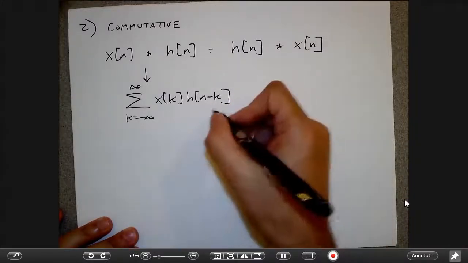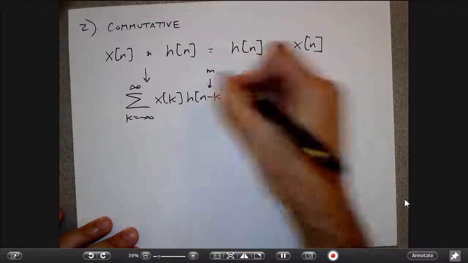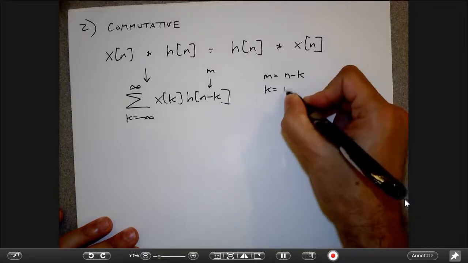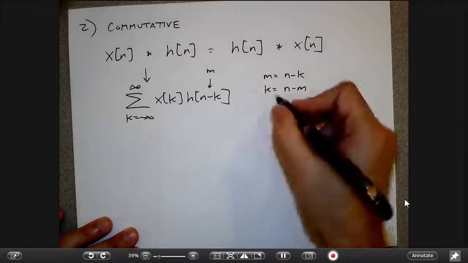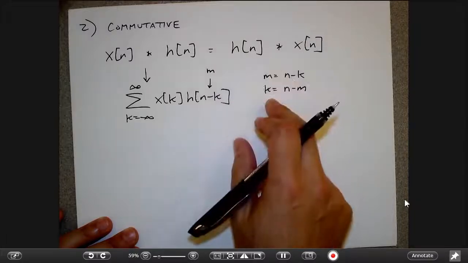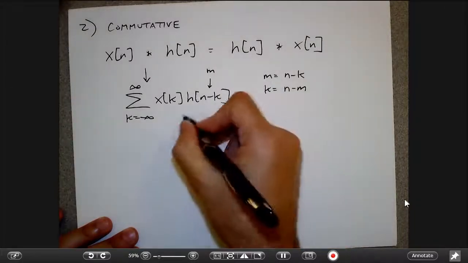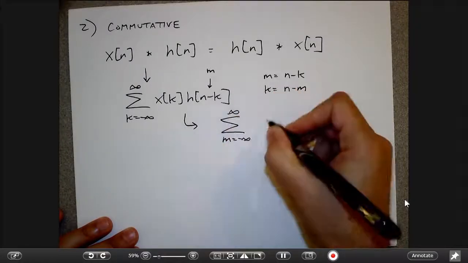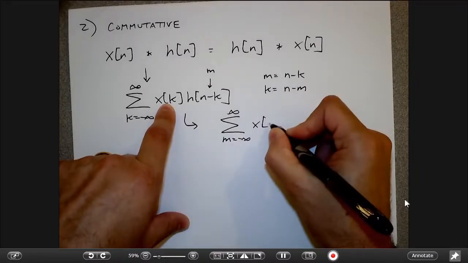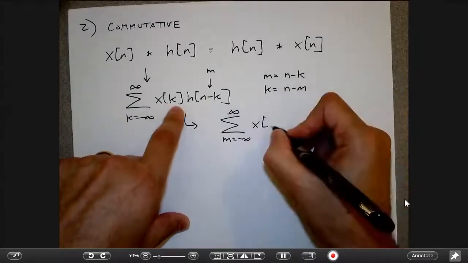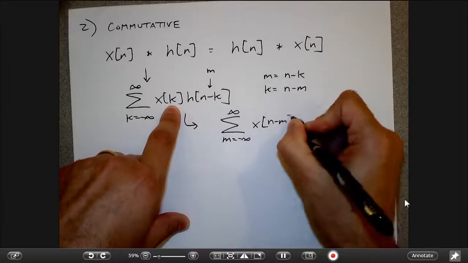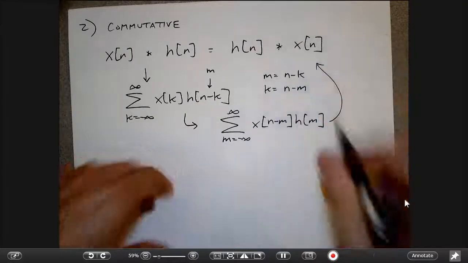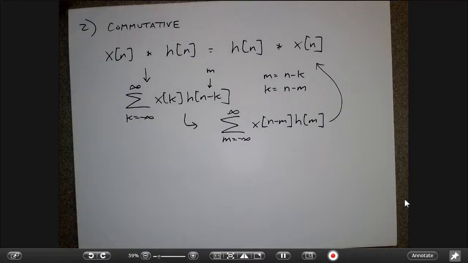What I would say is, let's let this thing equal m. So that's like saying m equals n minus k. And that means that k is n minus m. And if k goes from minus infinity to infinity, that means that m also goes from minus infinity to infinity. So by a change of variables, I would say that I have the sum from m equals minus infinity to infinity of x of, let's see. So I said that k was n minus m, and n minus k was this, right? And that's the same thing as if I were to interchange the signal order, right?